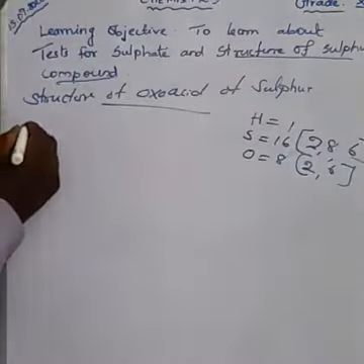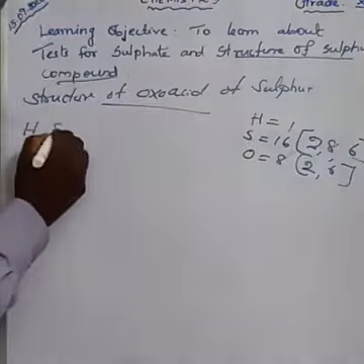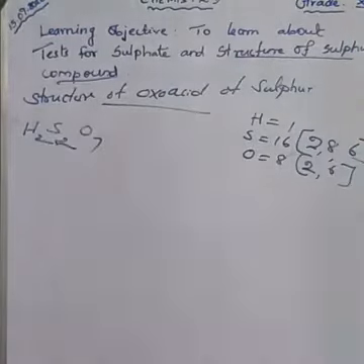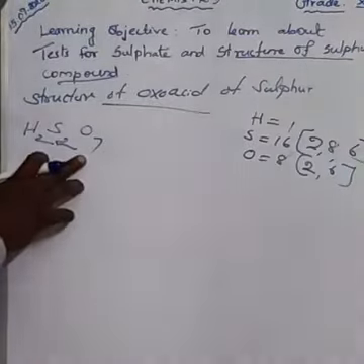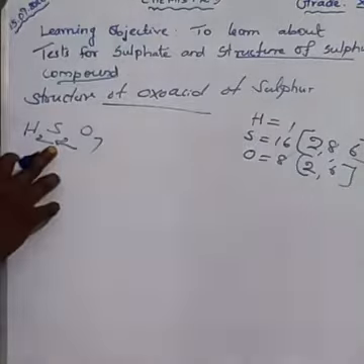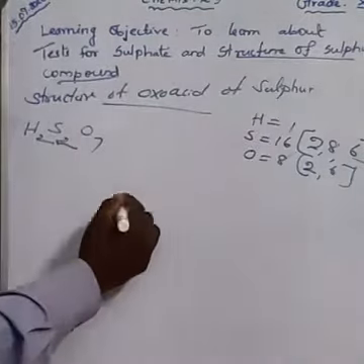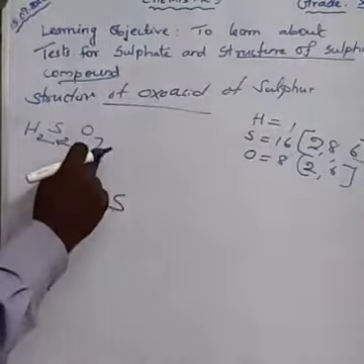Disulfuric acid, H2S2O7. That means 7 oxygen atoms are there. So how can you draw? How much sulfur is there? 2 sulfur. So sulfur, here I have 7 oxygen.